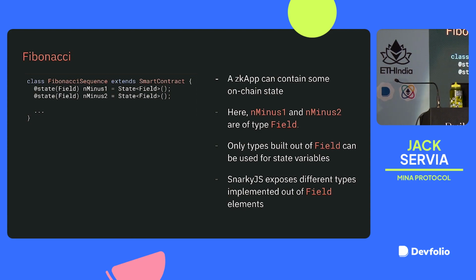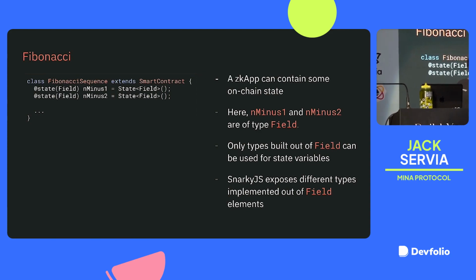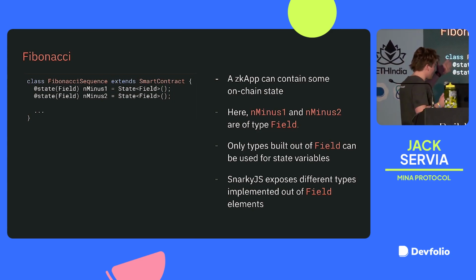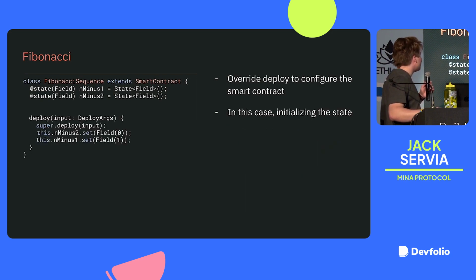We use this state decorator to basically tell Snarky JS, hey, this is a variable, and you should do all the sort of work to make sure that when a user alters this variable in their browser, then if necessary, we reflect this change in the actual blockchain itself. So only types that are built out of field or structs that are composed of fields can be used for these state variables. And I think that's kind of all there is to say about state. We'll come back to it in just a second.